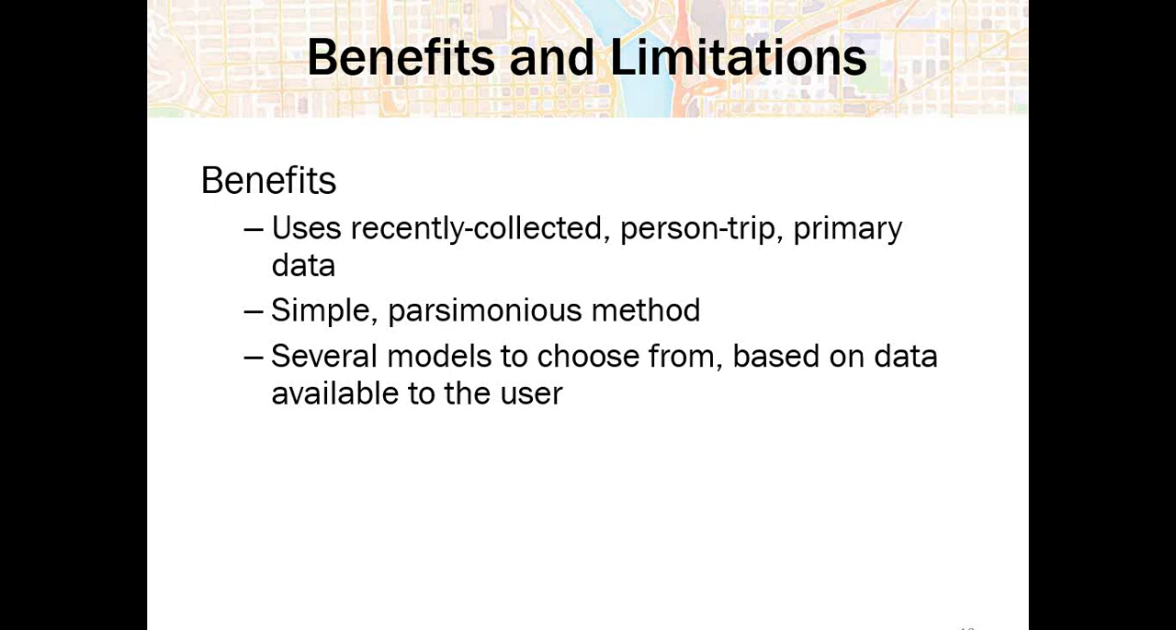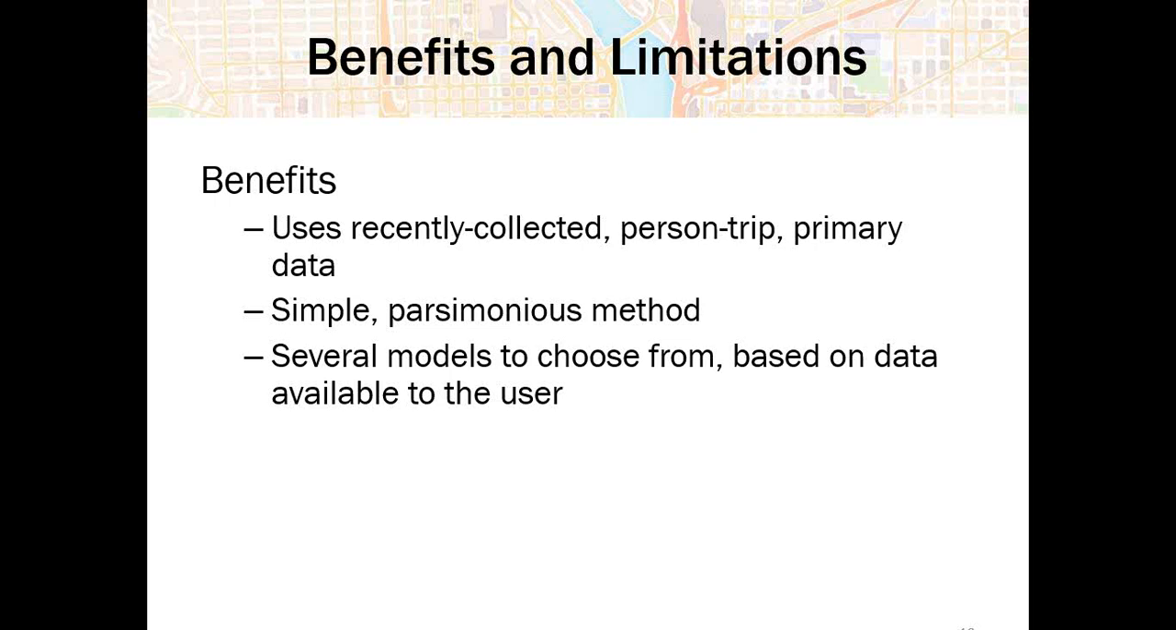There are many benefits to this sort of method, and the first one, probably one of the most important ones, is that it's very simple. You only need to calculate 1, maybe 2 measures of the built environment. There are several models to choose from, so if you know that you have good supplementary data for one of the measures but not for the other, you can pick the models that best meet the data that you have. And then it also uses recently collected person trip, primary data as a means for its adjustment.